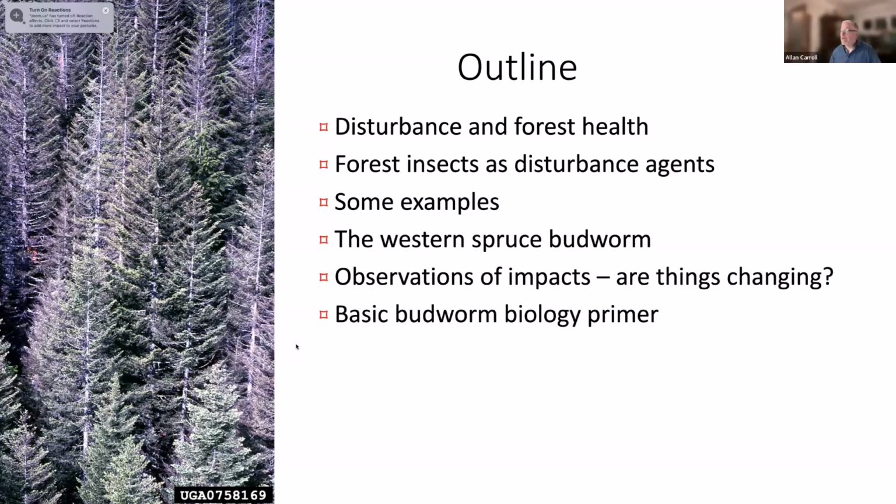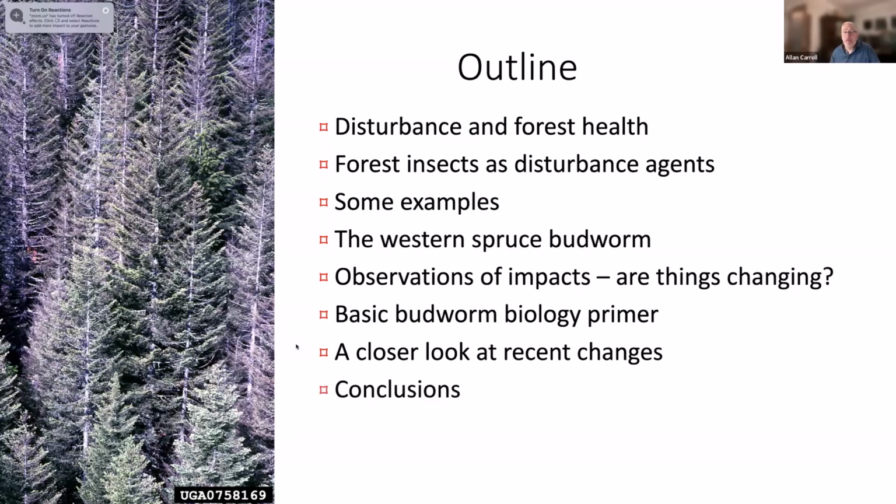So we'll have a basic budworm biology primer. And then we'll start looking at some of these recent changes and ask ourselves if the biology is helpful to explain these changes. And then we can wrap it up.